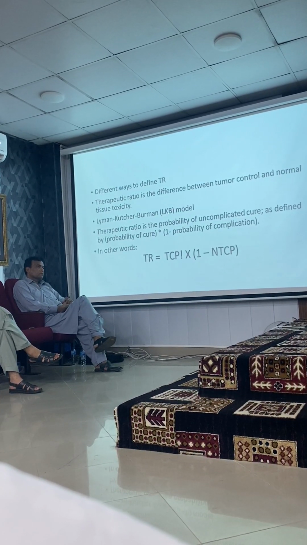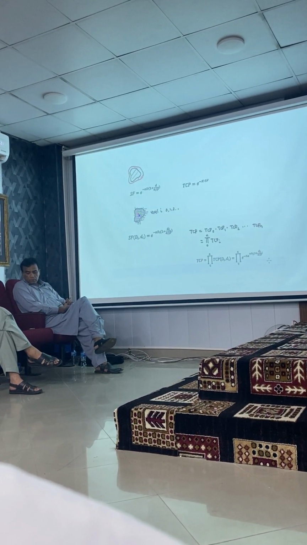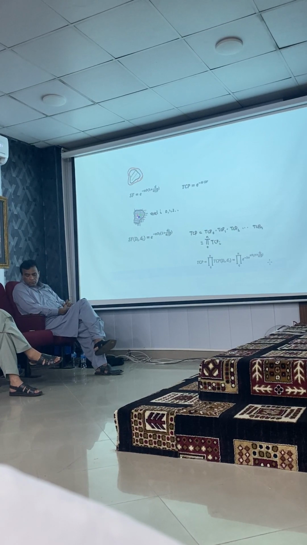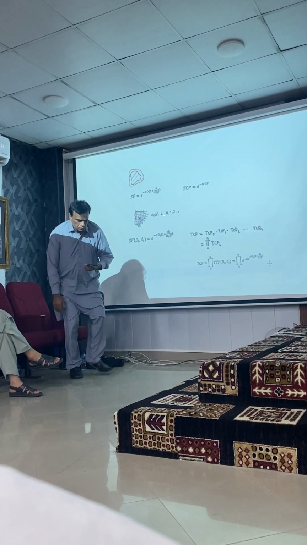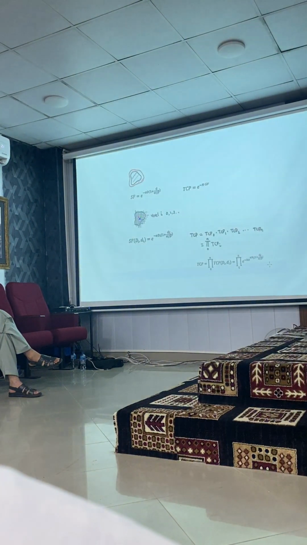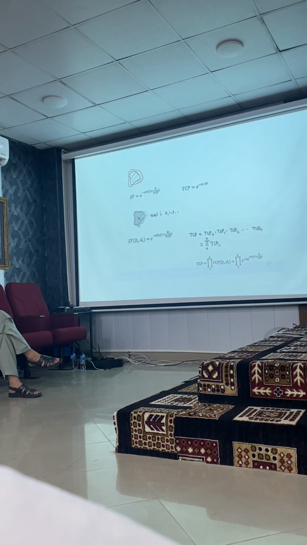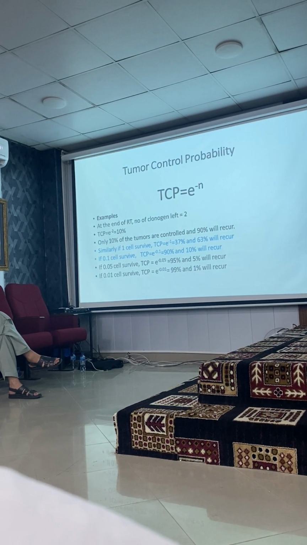There is the LKB model, which is a formula like this, and the physicist people divide all the GTVs into small boxes, calculate the TCP in every one of those, and then add the tumor control probability. And then there is another formula of TCP, which is double exponential of survival fraction. So we'll use the easiest one to understand our things.